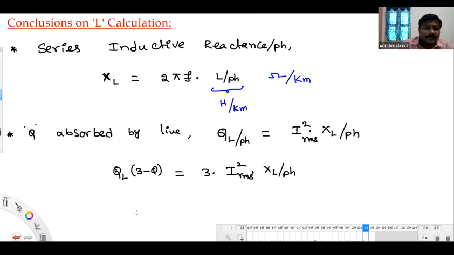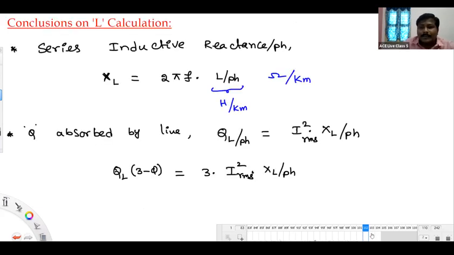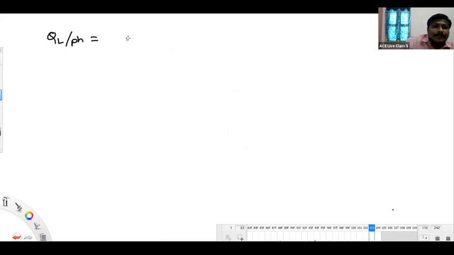Now let's extend a little bit more about this. QL per phase is equal to IRMS square into 2 pi F into L per phase. Always it is RMS only. What's the doubt in that? If you write simply current or voltage, these are RMS values only.